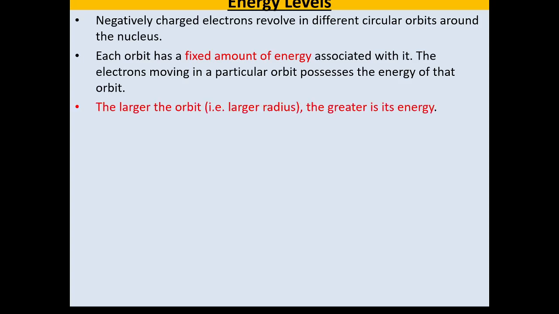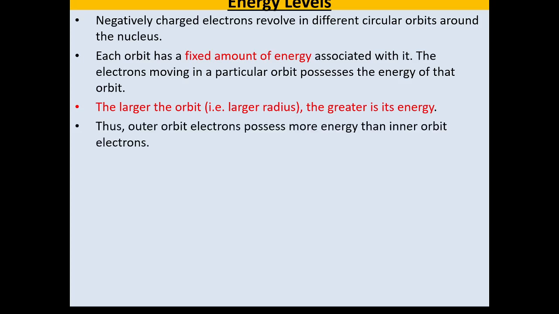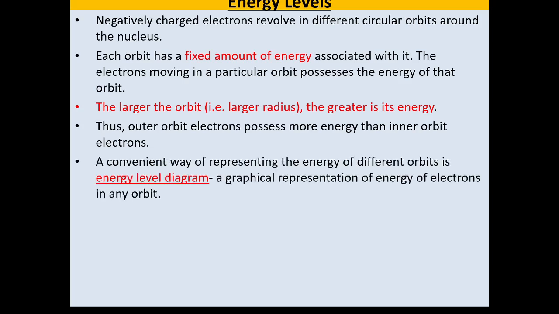The larger the orbit, that is, as we move away from the nucleus and the radius increases, the energy of electrons in that particular orbit also goes on increasing. Thus we say that outer orbit electrons possess more energy than inner orbit electrons, because the outer orbit has a larger radius and hence it has larger energy.